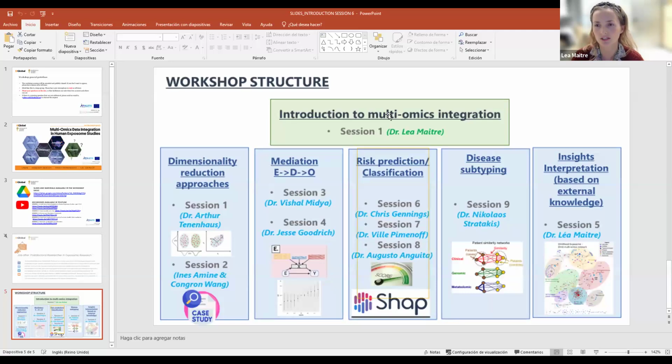He's a senior postdoc at ISGlobal. He has a strong experience in multi-omics, in clinical and biochemical data integration, in particular in the field of metabolic syndrome and obesity in children. And he's going to present today machine learning algorithm. Augusto, yeah, the floor is yours.